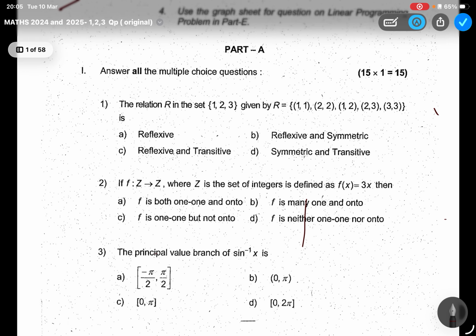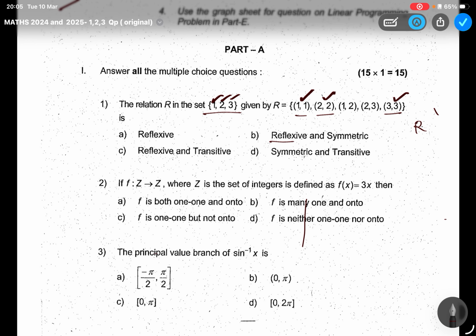So the first question is: the relation R in the set {1, 2, 3} is defined as {(1,1), (2,2), (3,3)}. The definition of reflexive is that if the set contains 1, 2, 3, then each has to be related to itself. Then (1,1) is there, (2,2) is there, (3,3) is there. Then it means it is automatically reflexive.